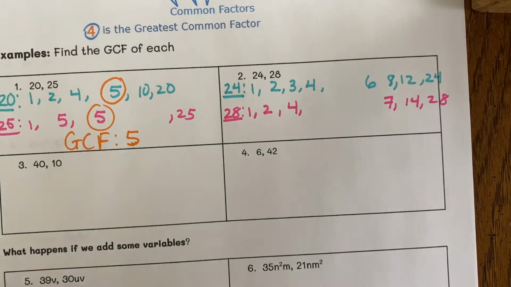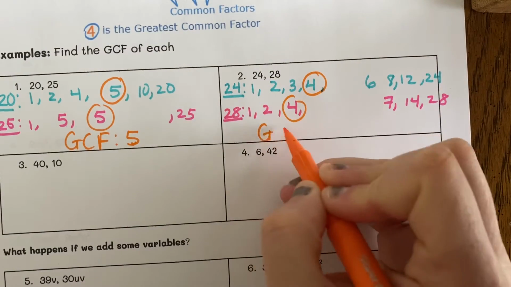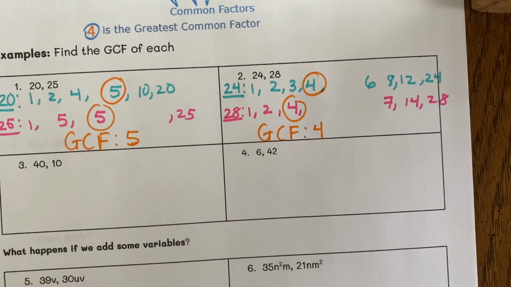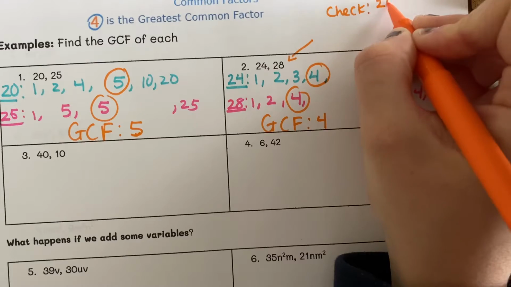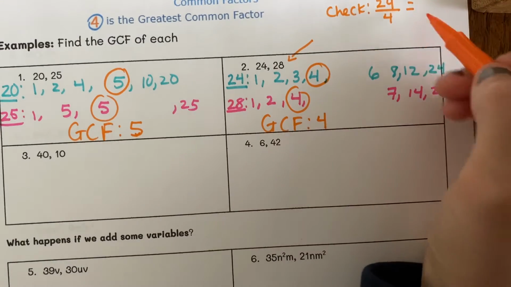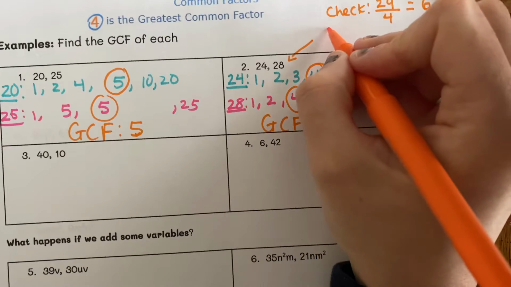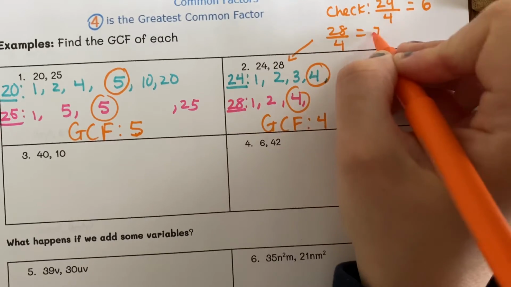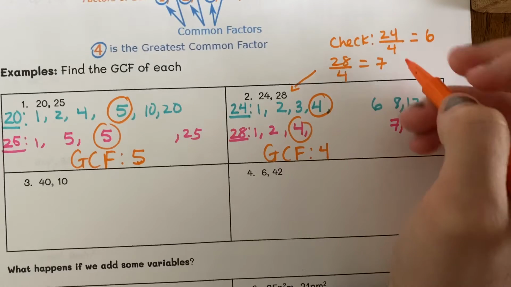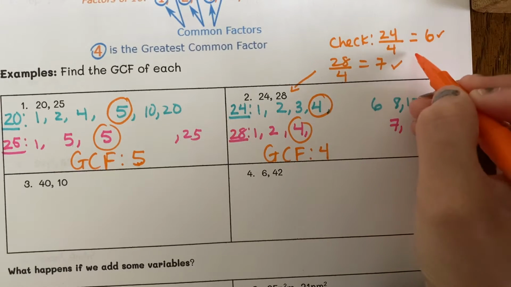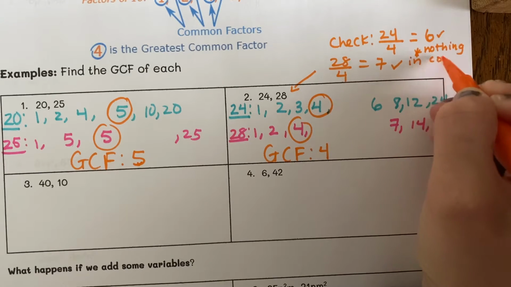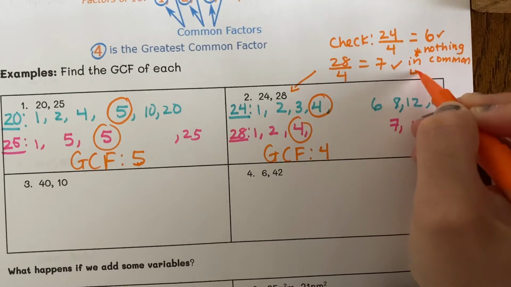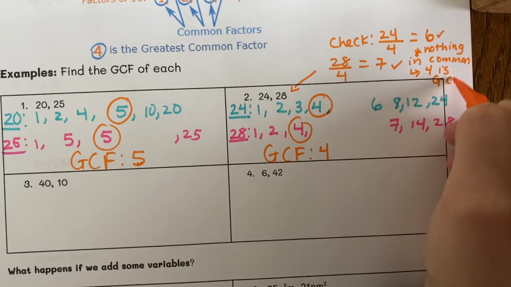All right, so let's look at our factors here. And it looks like 4 is our GCF. Right, and then again, to check it, I'll put over here, check. So 24 divided by 4, I'm going to get 6. And then 28 divided by 4, I'm going to get 7. 6 and 7 don't have anything in common, so 4 is the GCF.